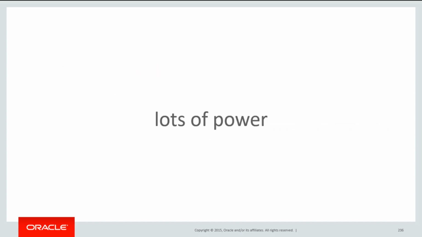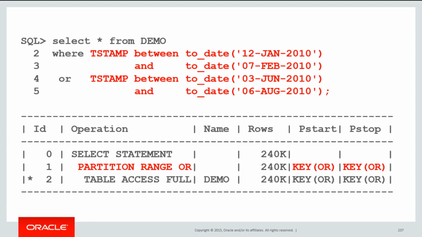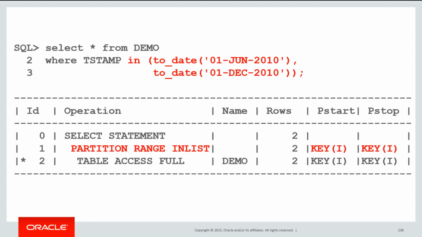There is a lot of power in the optimizer when it comes to its attempts to eliminate partitions it does not use. For example, if I have a tstamp with a between clause between the 12th of January and 7th of Feb, or 3rd of June to the 6th of August, we start to see things called partition range OR in the execution plans. This tells us that the optimizer will be able to piecemeal walk through the OR conditions and evaluate just the partitions that are required. Similarly, if I do a tstamp IN, you will see the keyword partition range IN list in the execution plan. The limitations of the two-dimensional execution plan output mean that we have the keywords KEY(I) for the pstart and pstop, but that is telling us that this will be a particular list of partitions that we need to scan.